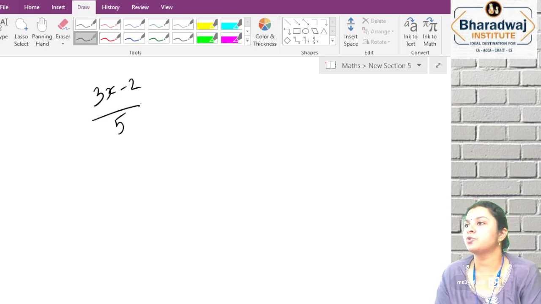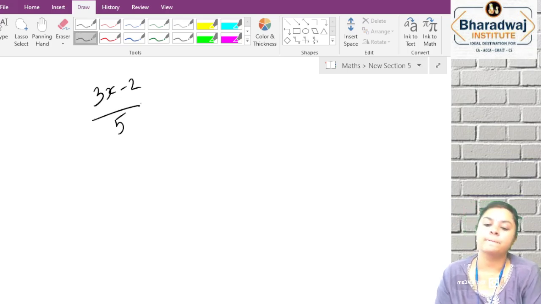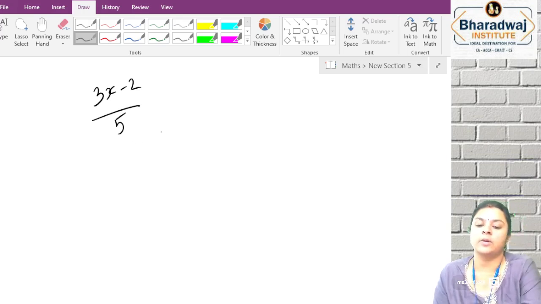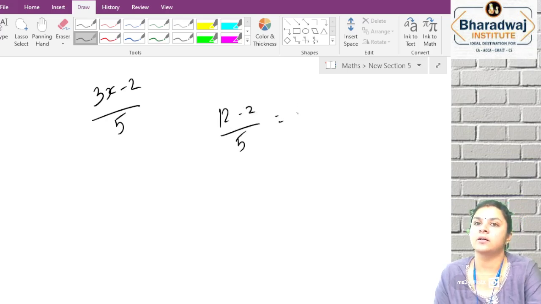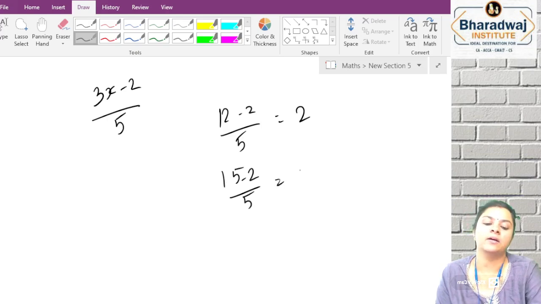3x minus 2 by 5. Okay, so you can solve it. If you substitute 4, 12 minus 2 by 5, which is 2. Then substitute 5, you will get 15 minus 2 by 5, which is again 2.6.